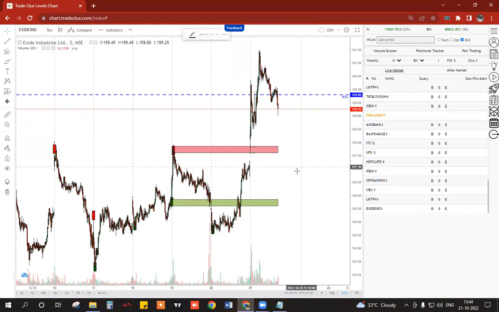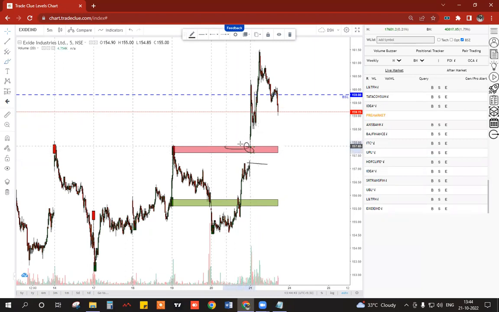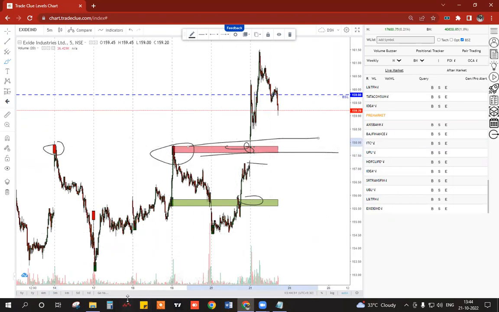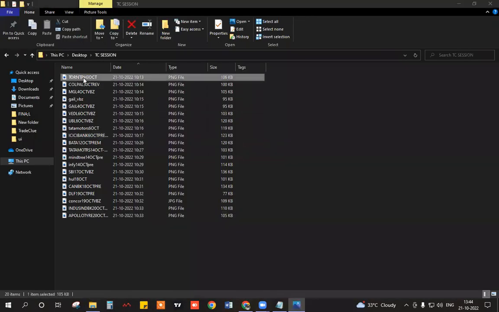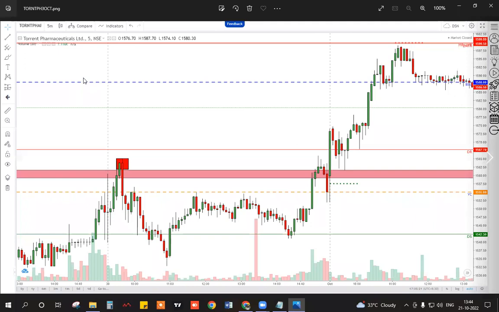Now see, here Exide had that red band nearby to yesterday's close. Plus the green band was also there, but what am I interested in? The red band. Why? Because the 158 zone was continuously being tested. So we'll come to certain cases throughout this month. Basically, what were the cases?